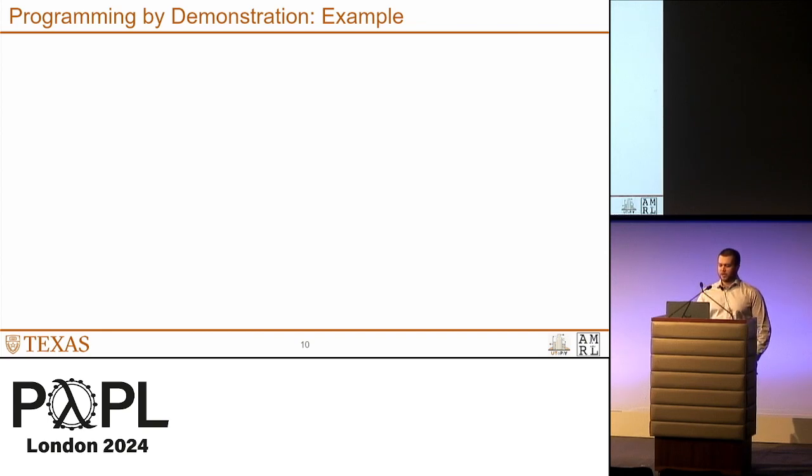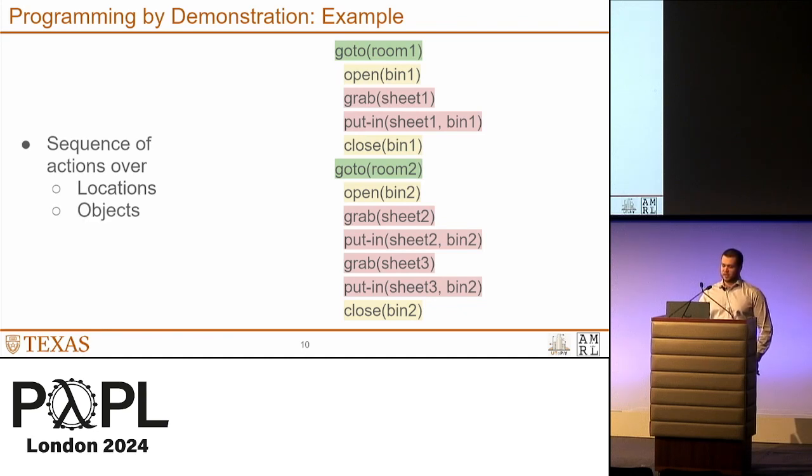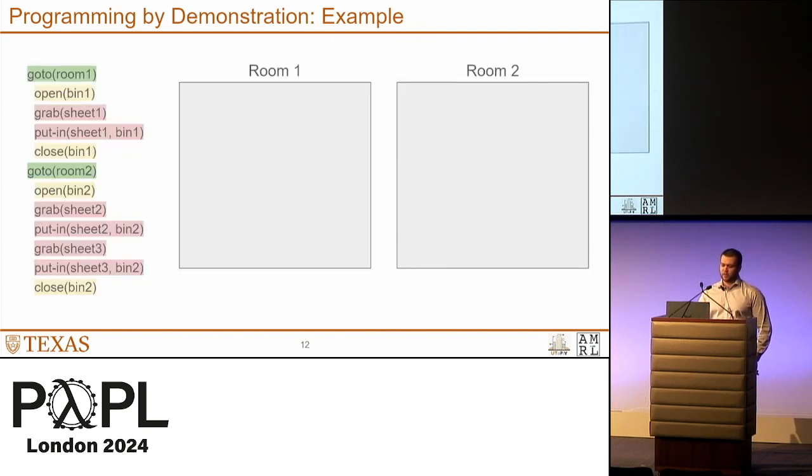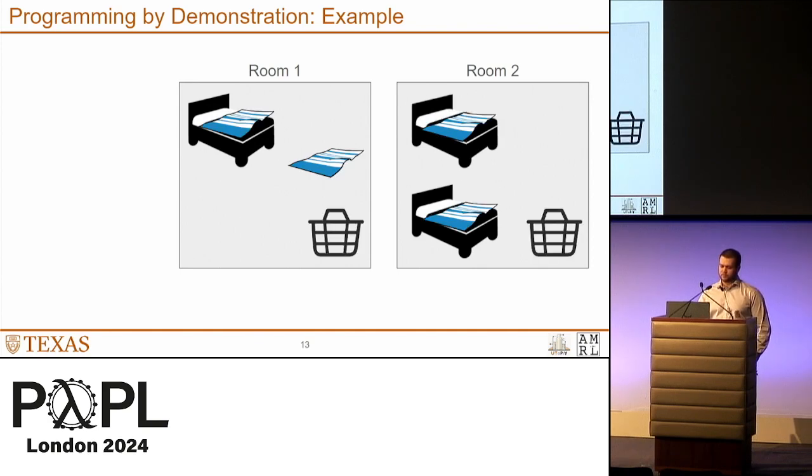I'll now explain how a demonstration for the program we saw earlier can be easily generated by such an end user. A demonstration consists of a sequence of actions over locations and object instances. Each demonstration takes place in a specific environment with specific locations and objects. For example, let's assume the hotel has 2 rooms, each with beds, sheets, and laundry bins. In this environment, the user provides a demonstration for the task at hand as follows.